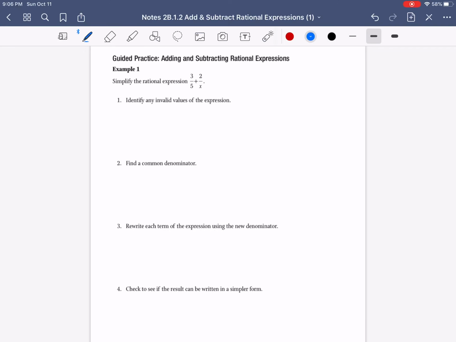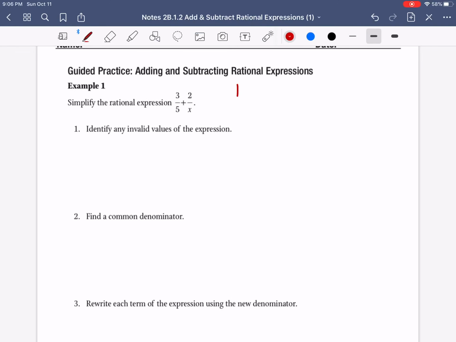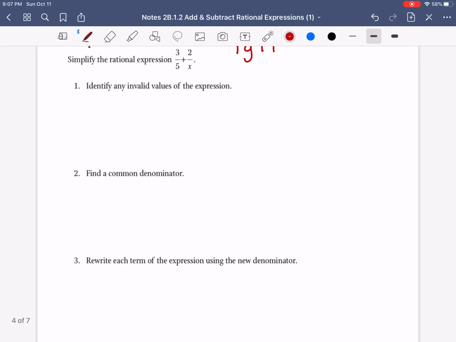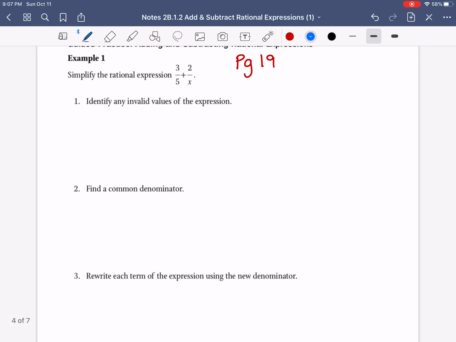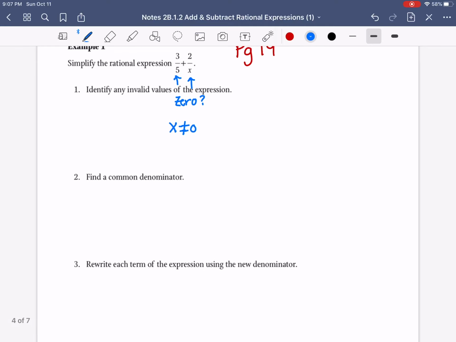From your workbook, you need to grab your workbook. This should be page 19 in your workbook, and we're going to do all 5 examples. The first example says simplify the rational expression 3/5 plus 2/x. The first thing they ask us to do is identify any invalid values. You look at the denominators, and if there's an x, you see what would make 0. So x cannot be equal to 0 for this one, because if you plugged in 0 to the second fraction, it would make a 0 denominator.